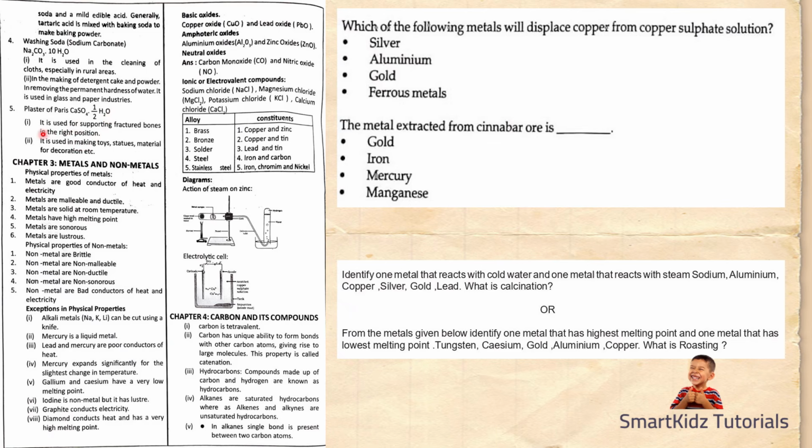Then we come to plaster of Paris. Everybody should know what plaster of Paris is, especially those who have ever broken their hand or legs, or have seen somebody with a broken hand and the cast that is put. That is made up of plaster of Paris. Also, Ganesh idols are made of plaster of Paris, though the government discourages it because they are harmful to the environment.